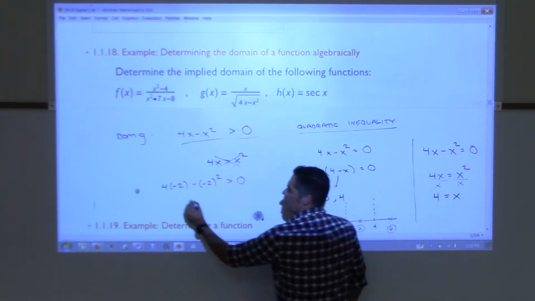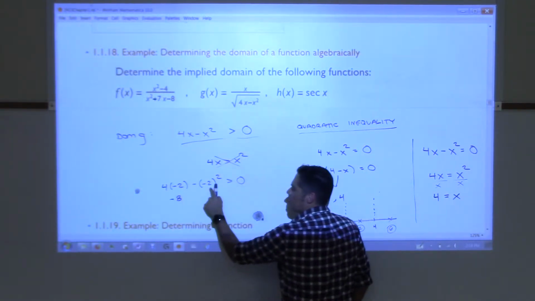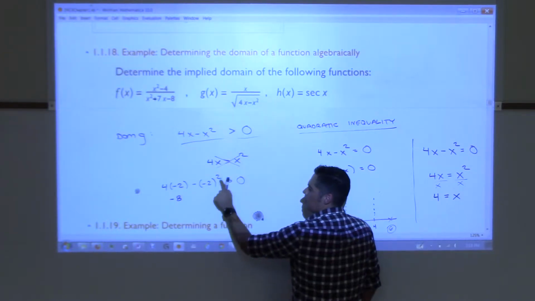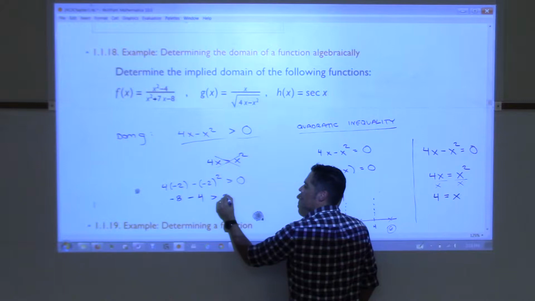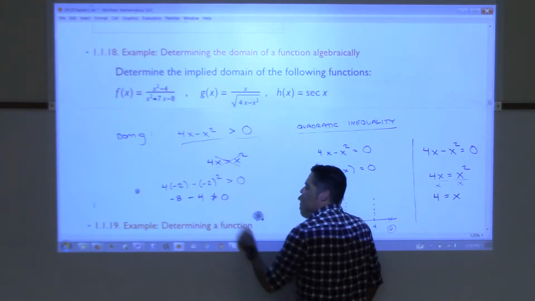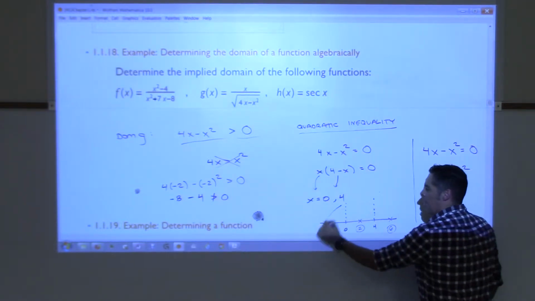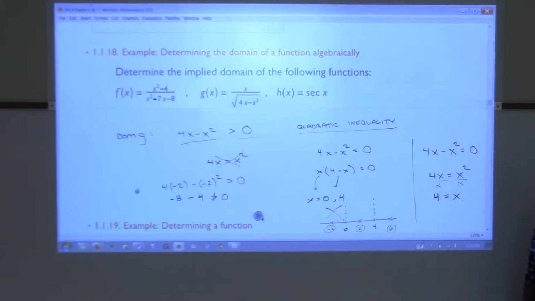Is it? This is -8. What's this? That's 4, and then so -4. Is that bigger than 0? No. So that's no good. This does not work. Nothing over there will work.